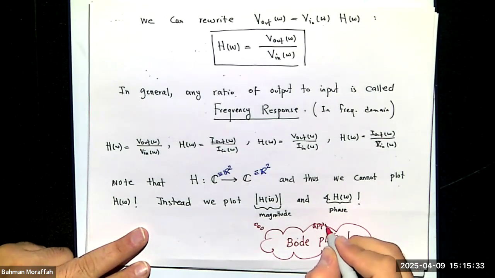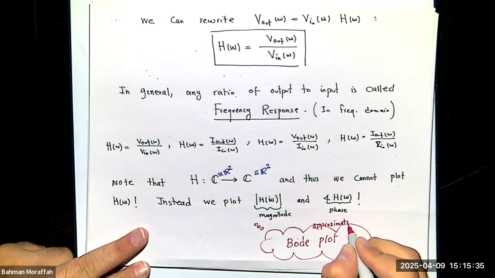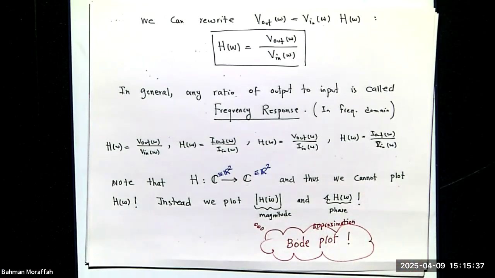Just an approximation. But it's good enough. It tells us where we're going down, when we're going up, it tells us everything. But it's just an approximation. It's just a linear approximation of the actual function magnitude and the phase. Right? We're going to talk about it next week.